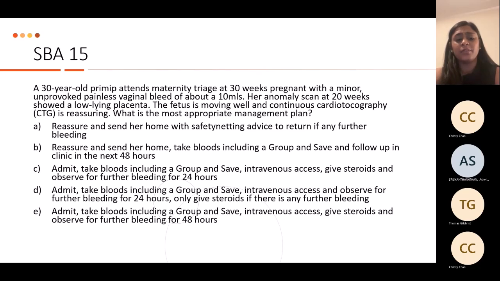So the next question is about a 30-year-old primip who attends triage at 30 weeks pregnant with minor unprovoked painless bleeding from the vagina at about 10 mils. Her anomaly scan at 20 weeks shows a low-lying placenta. The fetus is moving well and the continuous cardiotocography, so CCTG, is reassuring. What's the most appropriate management plan? So we've discussed the different types of vaginal bleeding in pregnancy. Hopefully this one should be fairly straightforward.